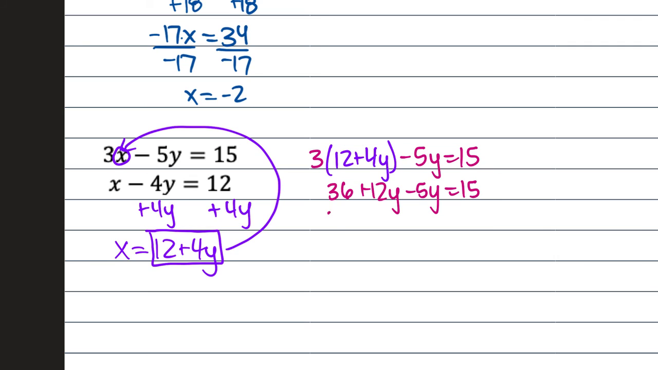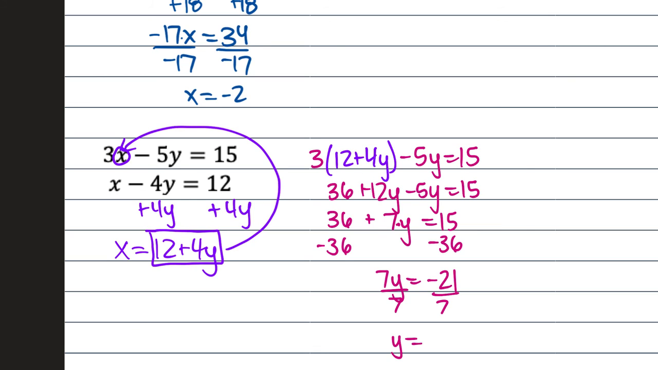I then can combine like terms. I have 12y minus 5y. 12 minus 5 is 7. So that gives us 7y. I need to get rid of any addition or subtraction first. Now it says plus 7y, but remember that 7 is being multiplied. So I need to get rid of the 36 first. Positive, so I need to subtract to get rid of it. So that gives us 7y equals negative 21. And then to get rid of that 7, I need to divide both sides by 7. And we get y equals negative 3.